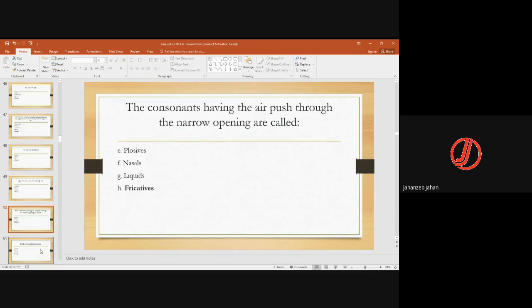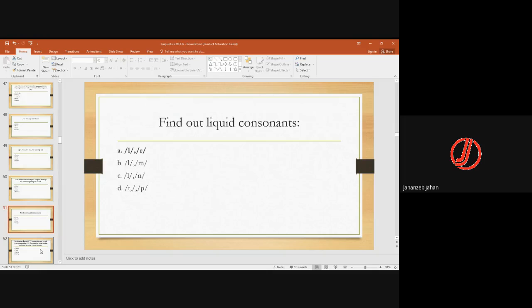The consonants having air pushed through a narrow opening are called fricatives, because vibration is produced, there is friction in it. Find out liquid consonants, so they are l and r. So these are called liquids.